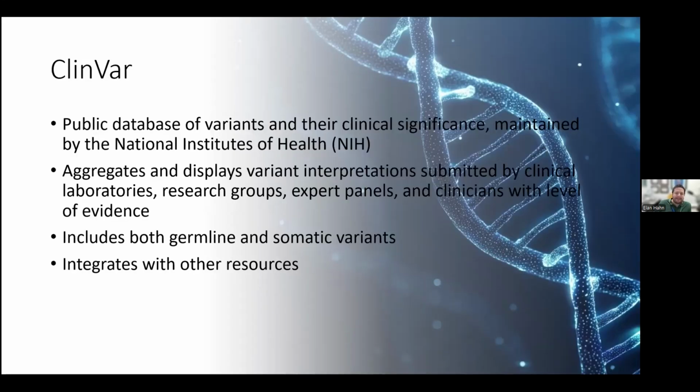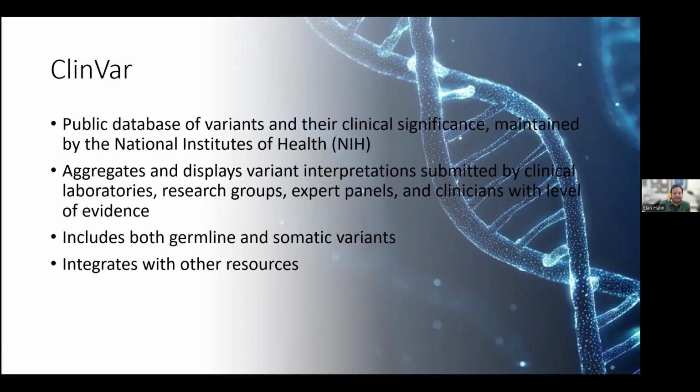So ClinVar is a public database of variants and their clinical significance that's maintained by the NIH. It aggregates and displays variant interpretations submitted by clinical labs, research groups, expert panels, and clinicians with level of evidence. So there are different levels of evidence for different entries. So it's very important to be aware of that and look at that because it is very much submitter powered.